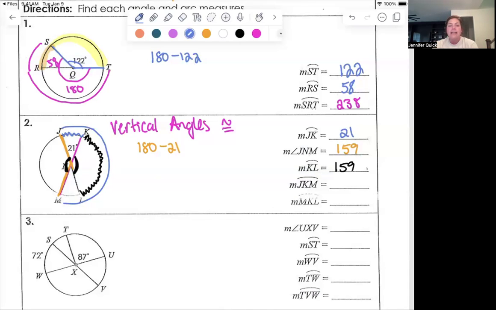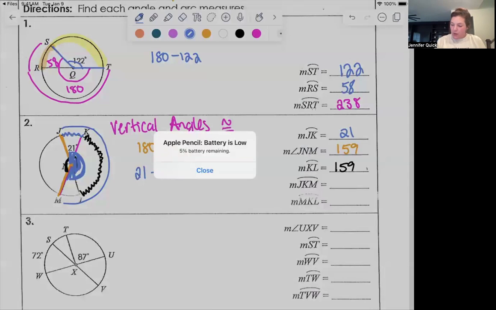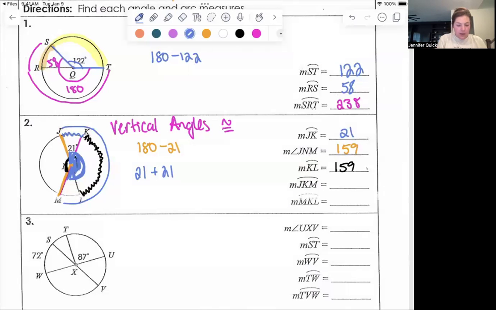Okay, so JKM, that's going to be two 21s, right? Because I've got this angle right here and this angle right here, and then the 159. So it's all of this right here. And that's why I don't want you highlighting too much, because clearly I am overwhelmed with my stuff. Okay. Perfect. So this would be 201.